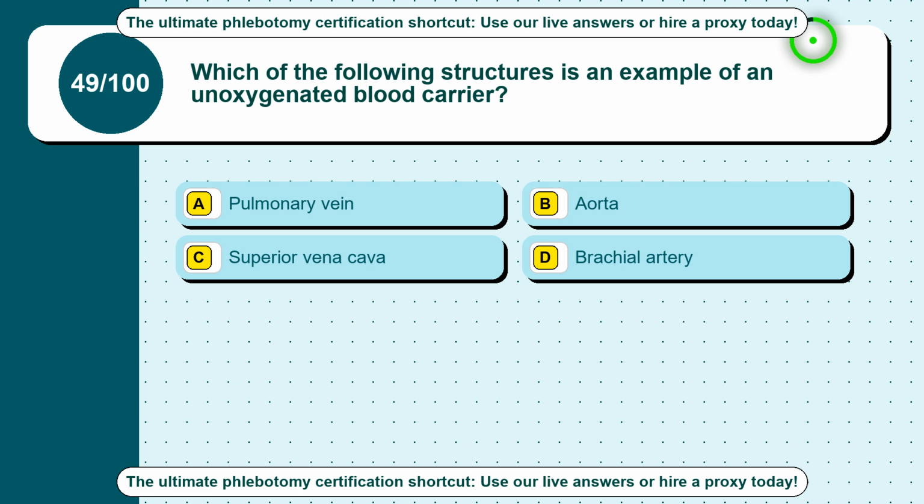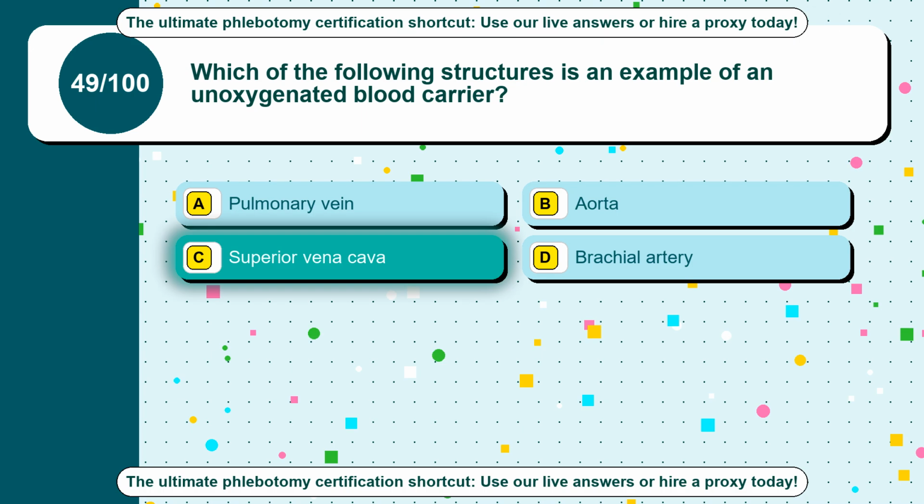Question 49. Which of the following structures is an example of an unoxygenated blood carrier? Option A, pulmonary vein. Option B, aorta. Option C, superior vena cava. Option D, brachial artery. The correct answer is option C, superior vena cava.